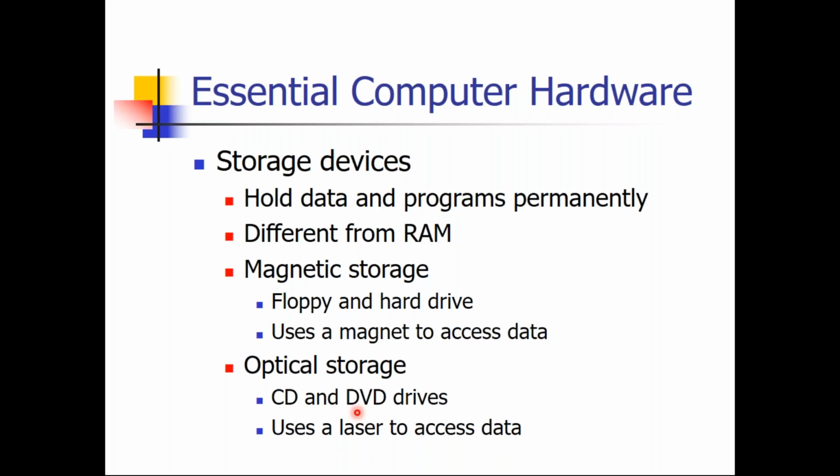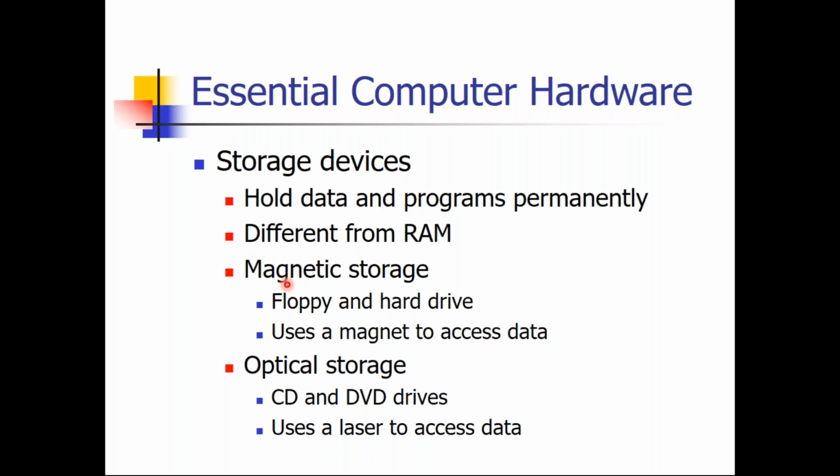Storage devices hold the data and the programs permanently. It is called a secondary storage device, and it is different from RAM. Why? Because RAM is a volatile type of memory, and ROM is a permanent storage type of memory. Volatile simply means temporary data. Don't get confused; there is nothing much serious in the word volatile.